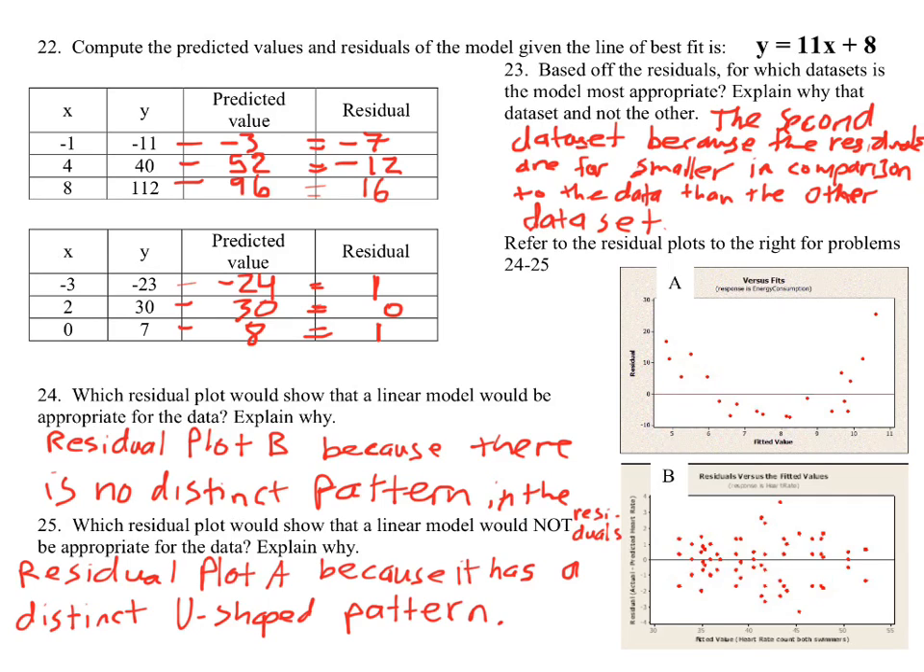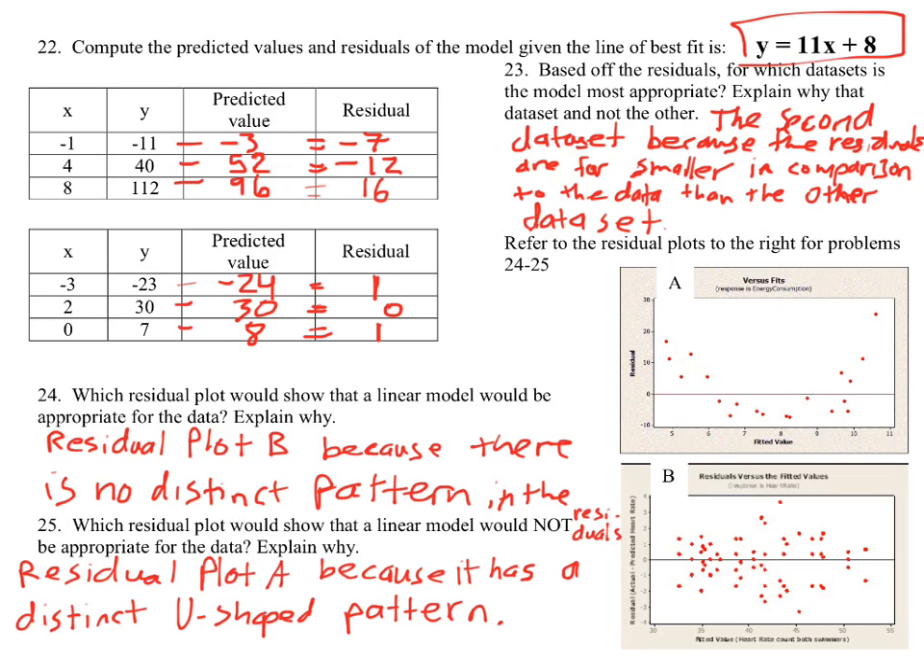And yeah, I'm going to do it all in one video. Number 22. You need to compute the predicted values and residuals in the model, giving you your best fit. So here's my line of best fit. To get these predicted values, you take the x value, -1, and put it in for x: 11 times -1, and then you add 8. That'll give you -3. So that's my predicted value. And you just keep going down. Plug in 4: 4 times 11 is 44, plus 8 gives you 52. The next one, plug in 8, you get 88, plus 8 gives you 96.